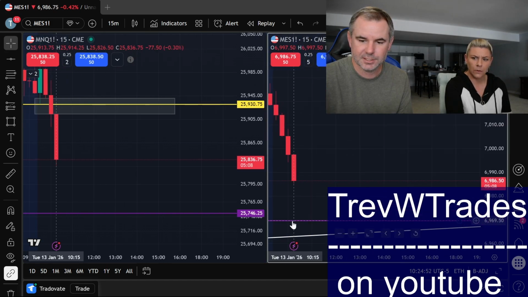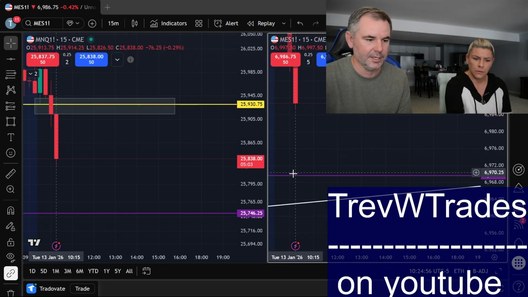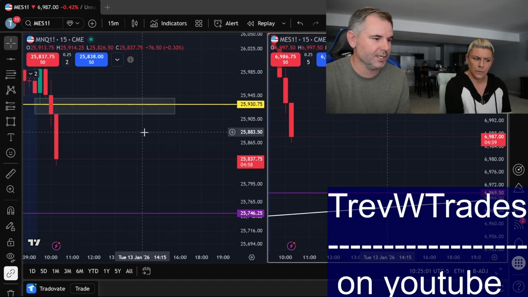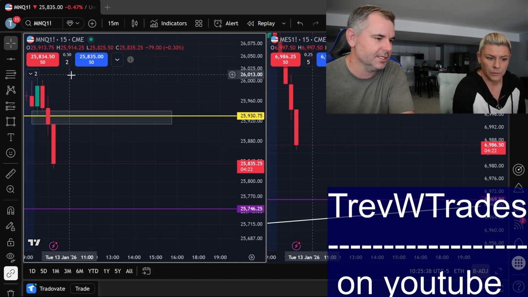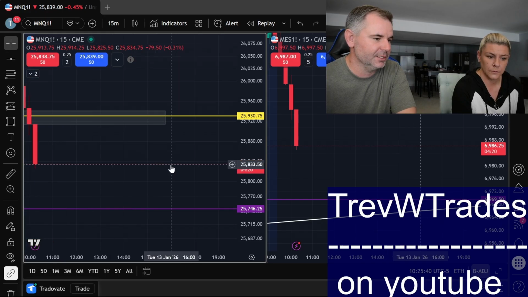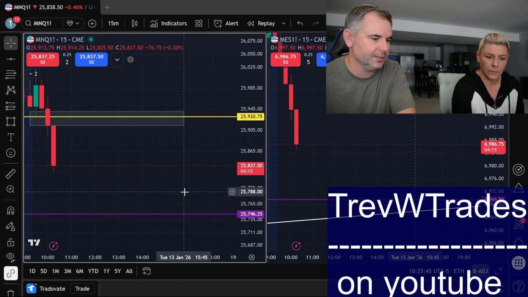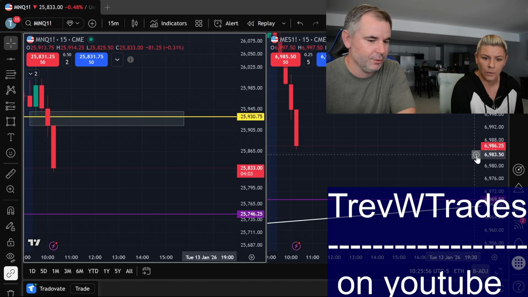So we have this level down here on ES, but we take the trades on NQ. The reason why we take trades on NQ is because you can make more money. Like with a micro, for every point this moves, you make $2. And with this side, for every point it moves, you make $5.